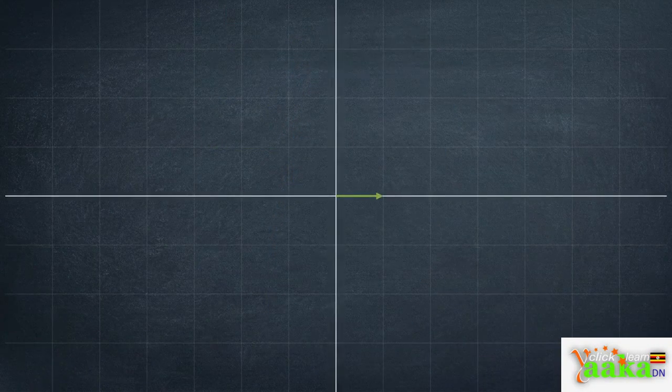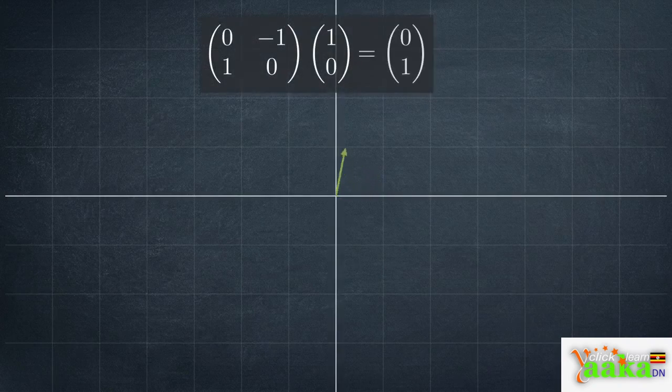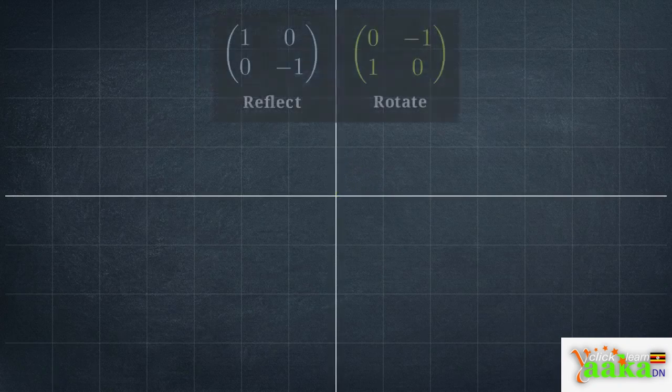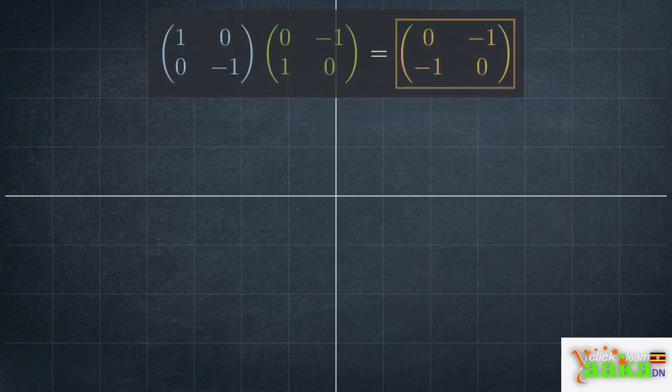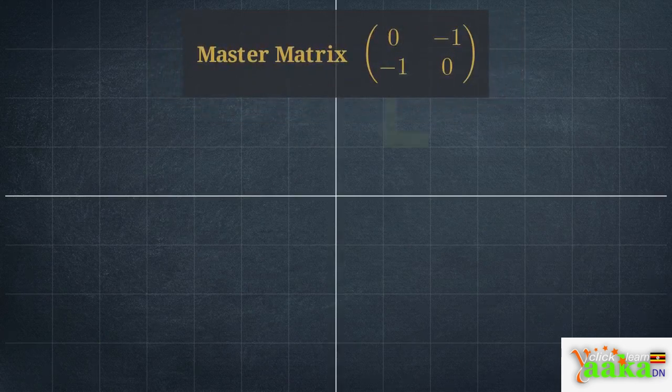Up until now, we've used a matrix to transform a single vector. However, the same row by column logic applies when we combine transformations. If you multiply a rotation matrix by a reflection matrix, you get one master matrix that stores both instructions, allowing you to perform complex sequences with a single calculation.